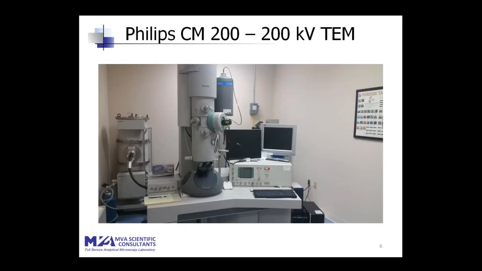Here we have an image of the Philips CM200. This is the TEM in-house that I use for HRTEM imaging. It's a 200 kV accelerating voltage TEM. As I mentioned earlier, it looks very similar to the 120, and the main difference is that I can produce a larger electron beam, a higher voltage electron beam, and it also has that high resolution pole piece that allows me to get the highest possible point-to-point resolution in the scope.